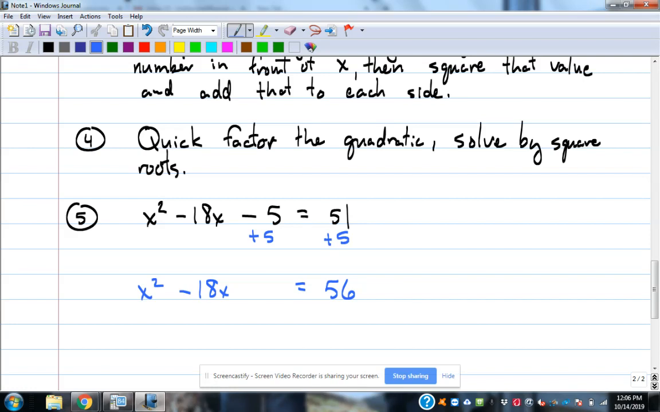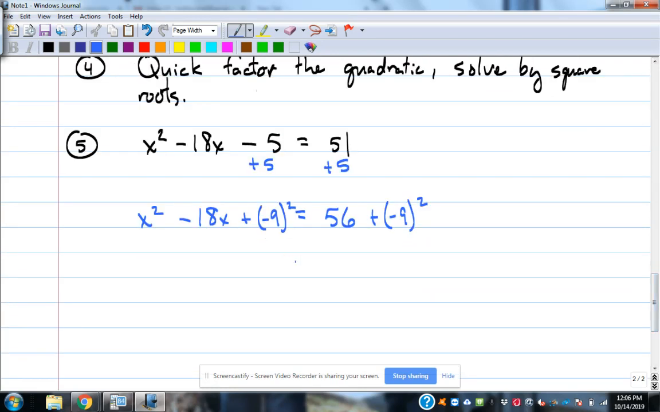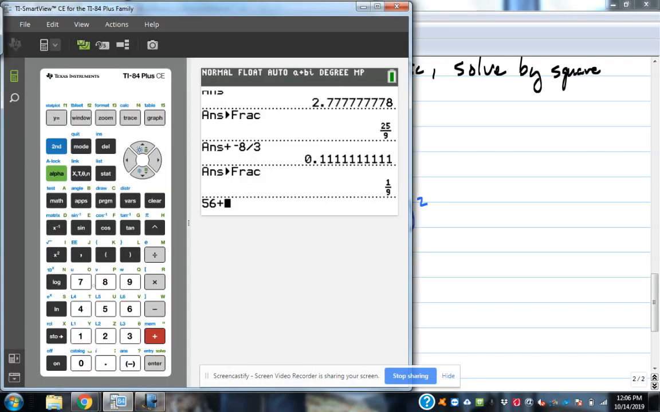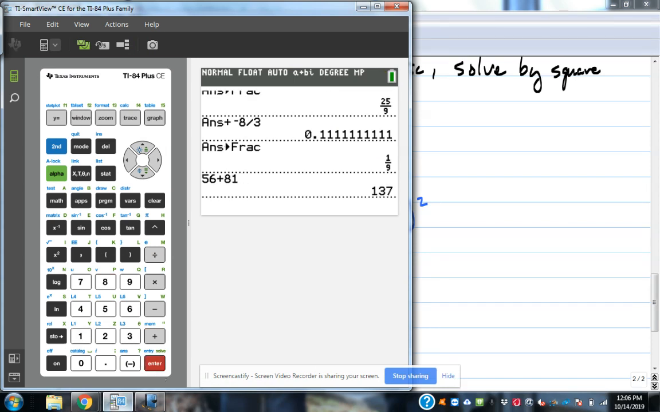To complete the square, I'm going to take half of negative 18. What's half of negative 18? Negative 9. And I'm going to take negative 9, square it, and add it to both sides. What do we know about negative 9 squared? It's 81, isn't it? So I really have x squared minus 18x plus 81. And then on the right-hand side, I can go ahead and add 56 and 81 together. 56 plus 81 is 137.